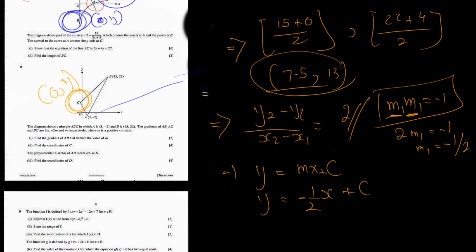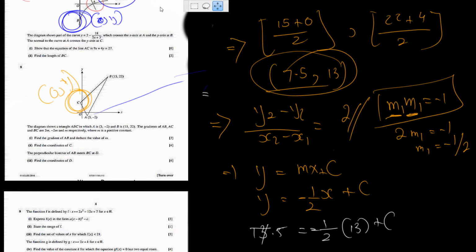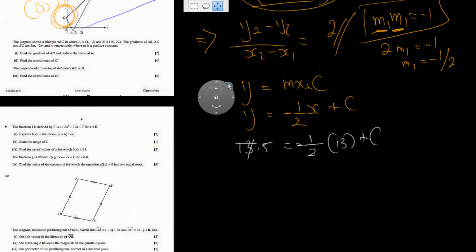I know that the midpoint has the coordinates 7.5 and 13. So if I plug that in, I will get 13 is equal to minus 1 by 2 times 7.5 plus c. So therefore c would be, if I do my calculation properly, hold on, I think I made a mistake.